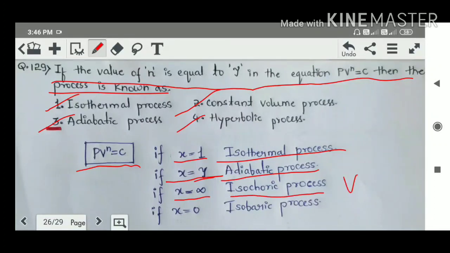Isochoric means volume is equal to constant. Isothermal means temperature is equal to constant. And n is equal to 0, isobaric process. Isobaric means P is equal to constant. So in the question it is asking n is equal to gamma, which means adiabatic process. So the correct option for this question is option number 3. Adiabatic process is the correct answer for this question.